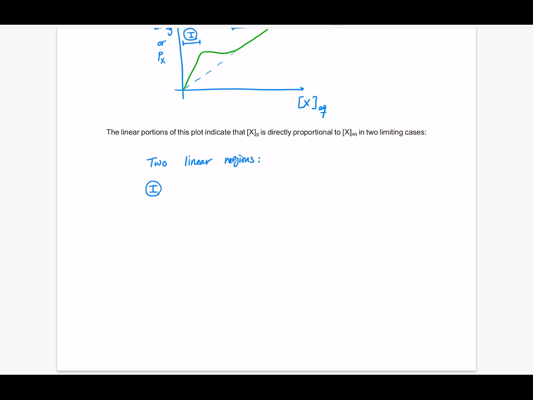Specifically, the first region is when the volatile species is very dilute. We call this basically Henry's region. I think this is not perfectly linear, this is linear.